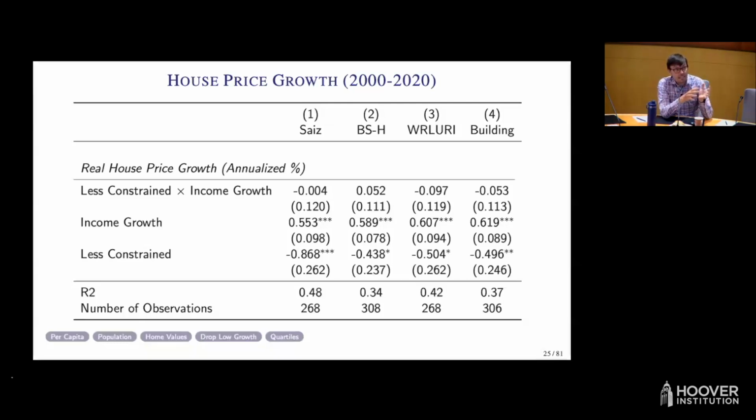But what you see in the data is, so I've shown you things for total income growth. If you separate total income growth into per capita income growth and population growth and ask how those things look, what you still see is that per capita income growth has the same effect on house prices regardless of whether they're measured to be more or less constrained. Same for population. But per capita income growth has a much stronger effect on house prices than population growth, and a much weaker effect on quantities than population growth, right?